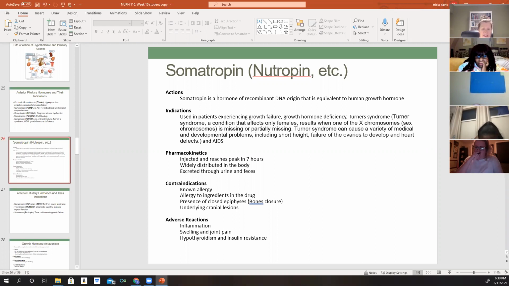And then in patients that have any underlying cranial lesions. Adverse reactions that we see, sometimes we have inflammation around that injection site. It can cause inflammation in other areas in the body, so you might see some swelling and joint pain. And then it can cause hypothyroidism and insulin resistance.